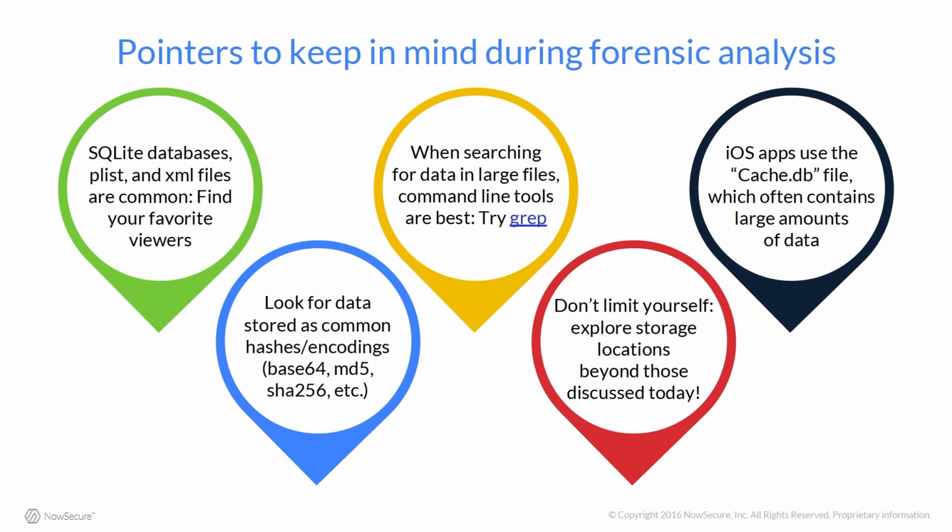Next is be sure to look for not just plain text versions of the keywords you're looking for, but it's very common for apps to store data as common hashes or encodings. So base64 is a good one to look for because it's so easy to decode. It's essentially storing data in plain text. So keep an eye out for base64, MD5, SHA-256, and other common ways to convert sensitive data and hide it a little more.